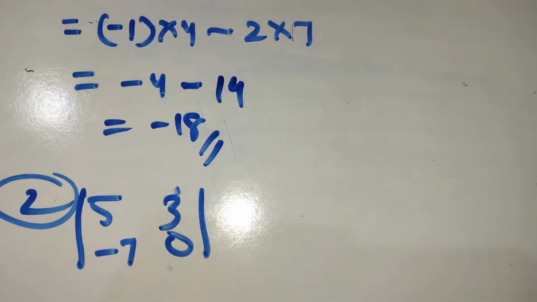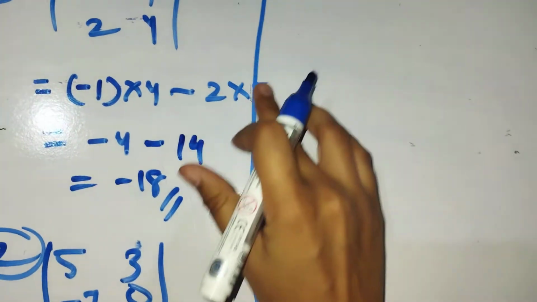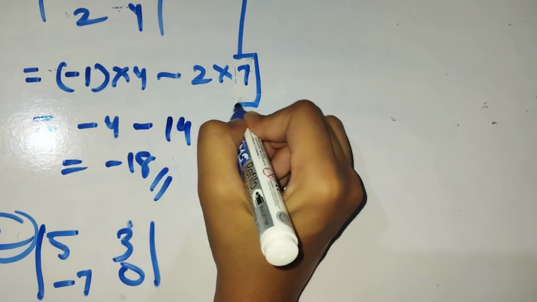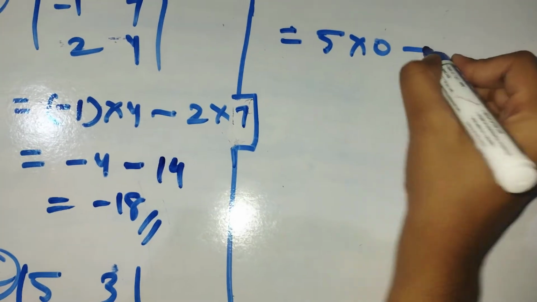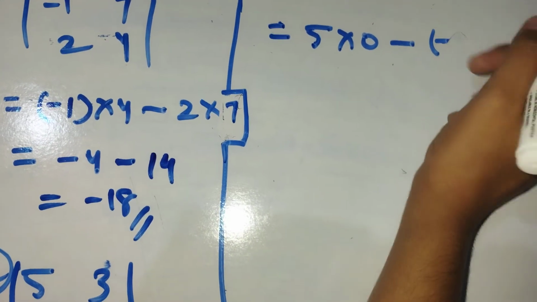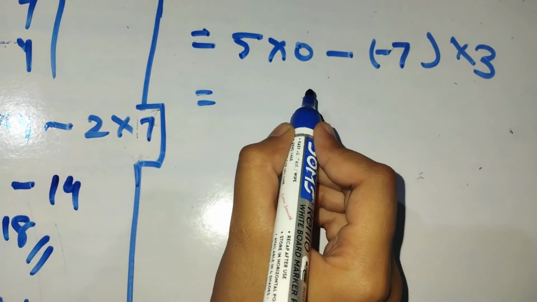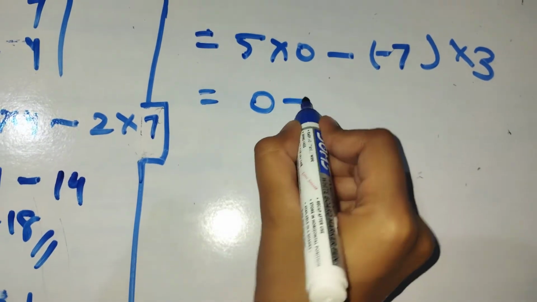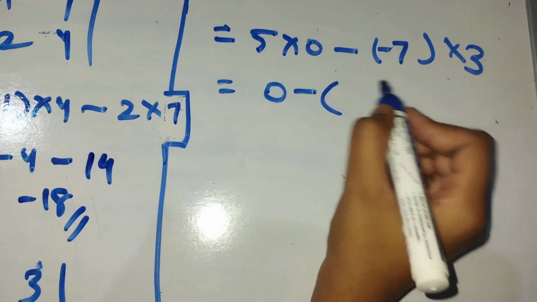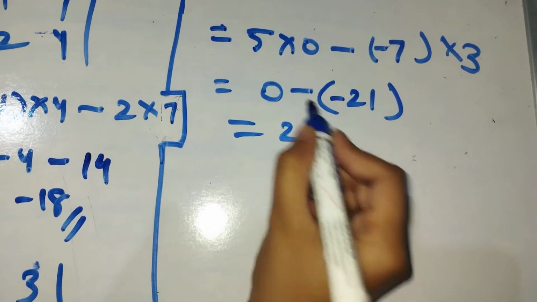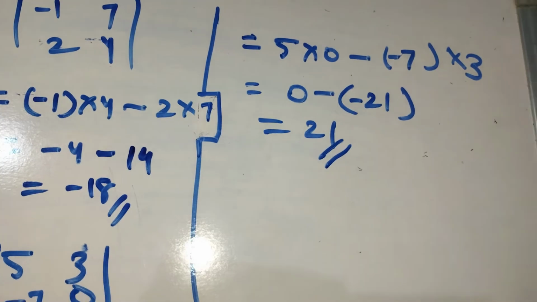Now the next question is 5, minus 7, 3 and 0. So how to solve it? Let's solve it. 5 multiply by 0 minus, and minus sign 7 multiply by 3. 5 multiply by 0 will get 0, and minus as it is. 7 threes are 21, minus 21, and you will get plus 21, because minus times minus will get plus. So you will get plus 21.